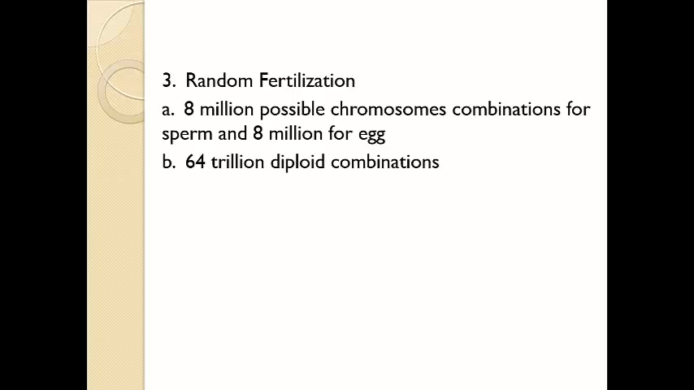You know, there are a lot of sperm cells swimming toward that egg, and it is 1 out of 8 million that could possibly reach that egg. And so the chances of any two siblings being identical, except for identical twins, you have a 1 in 64 trillion chance of that. It's just incredible the amount of variety that exists because of independent assortment and crossing over.